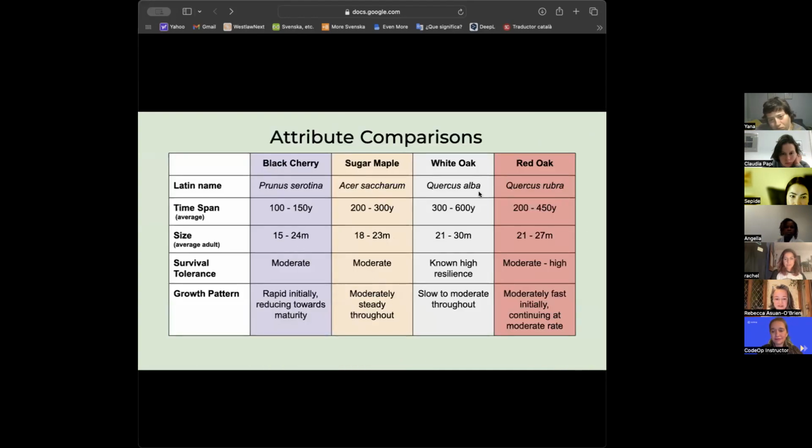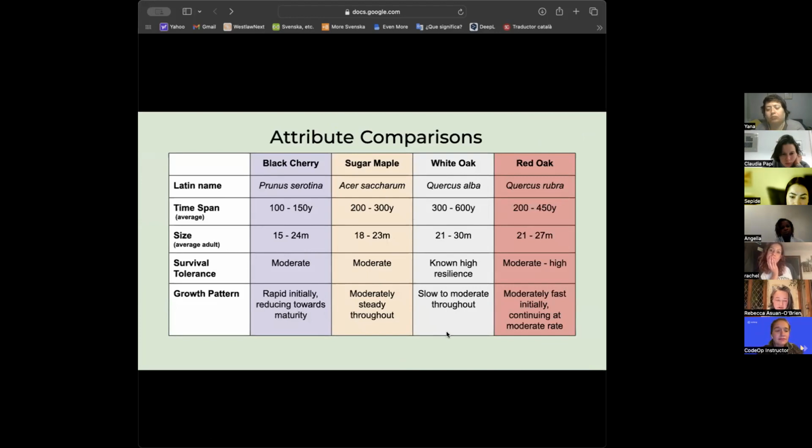Now, this is another look at the 4 different types of trees. It's showing you a few more insights about them, such as average lifespan, the size they typically get, survival tolerance, which refers to how resilient the trees are to different types of things like moisture levels and soil types, and then also growth patterns.